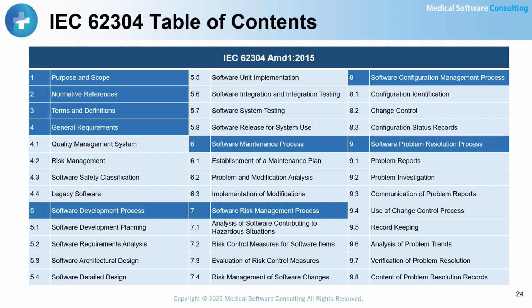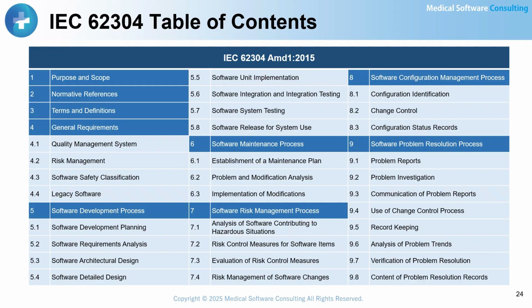The largest section is Clause 5, the software development process. This covers everything from planning and requirements analysis to architectural and detailed design, unit implementation, integration testing, system testing, and finally, release of the software. Clause 6 addresses the software maintenance process, focusing on planning, analyzing problems and modifications, and implementing changes.